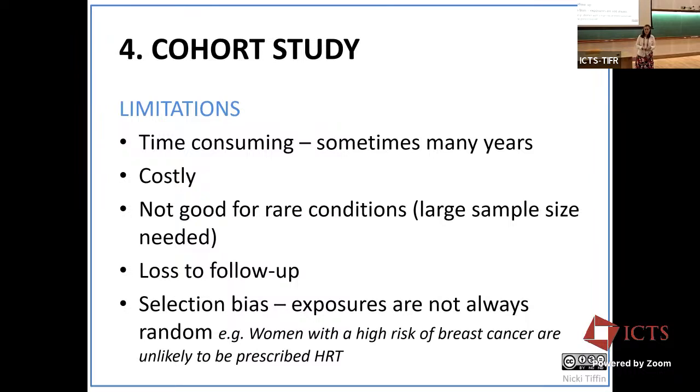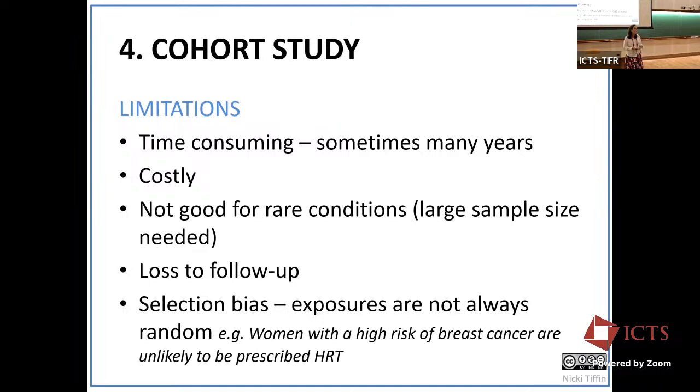Limitations for a cohort study, it's very time consuming. Sometimes cohorts take many years, especially if you're looking at some kind of outcome that takes a very long time to develop. If there's a long lag between exposures and outcomes, it can be really a costly business to keep following people up. It's not good for rare conditions because you need a really, really large sample size to be able to follow up and detect who's going to have the rare conditions over time.